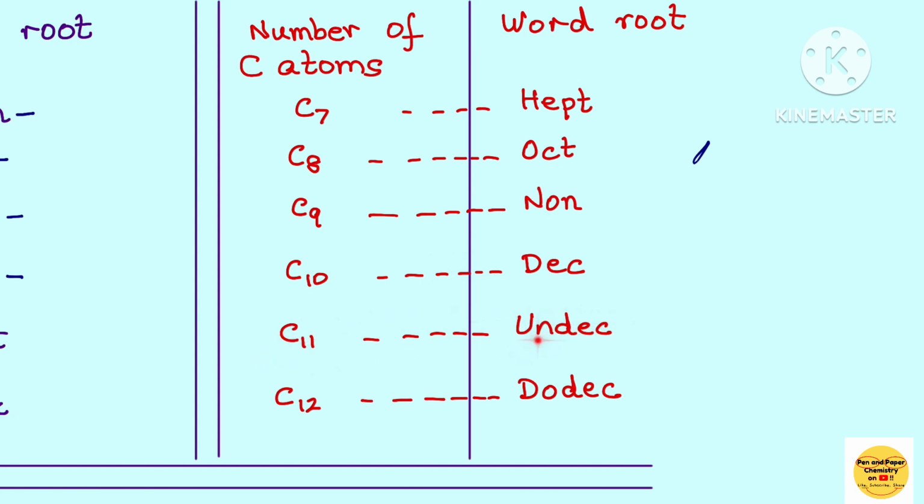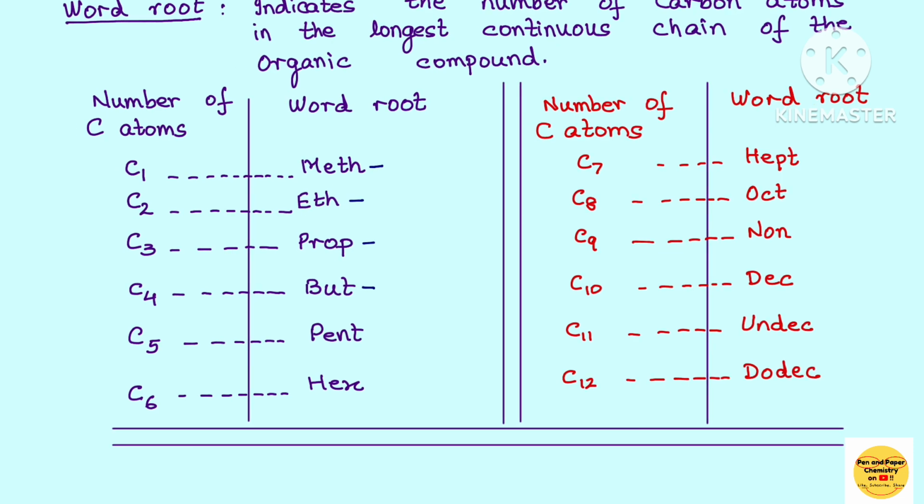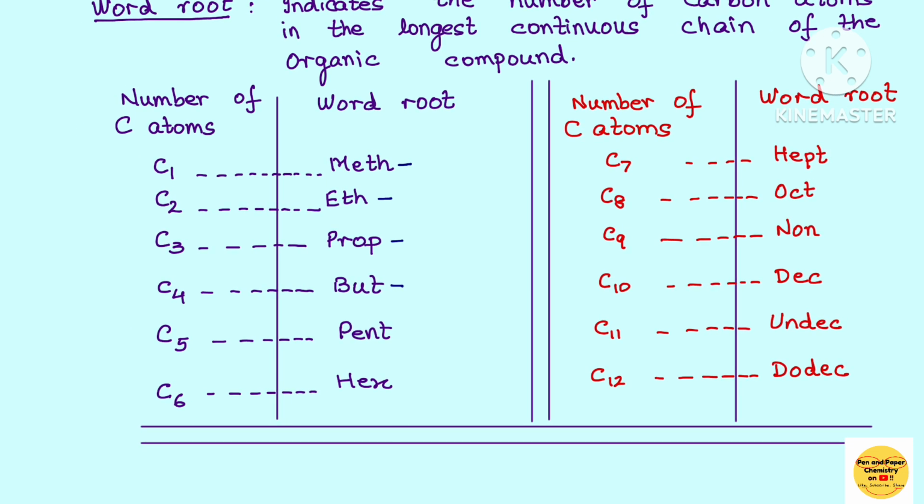U-N-D-E-C. Un means 1. So 1 added to 10 gives me 11. Yes? Dodeck stands for 12 carbon atoms. Dodeck. Do is 2 added to 10 gives me 12. So that makes naming a compound with up to 12 carbon atoms very easy. There are more beyond it, but we are not worried about them at present. In fact, even till 12 you might not do up till your grade 10, but good to know.